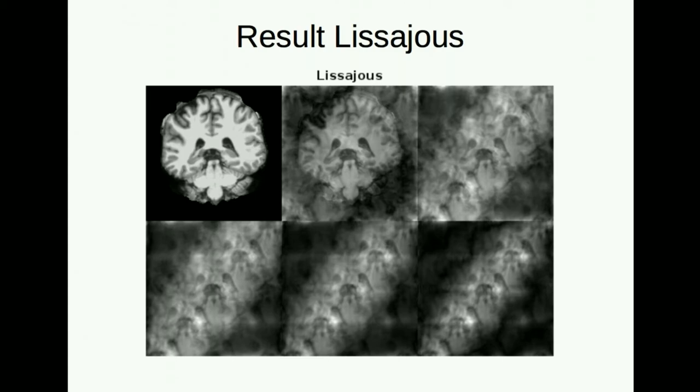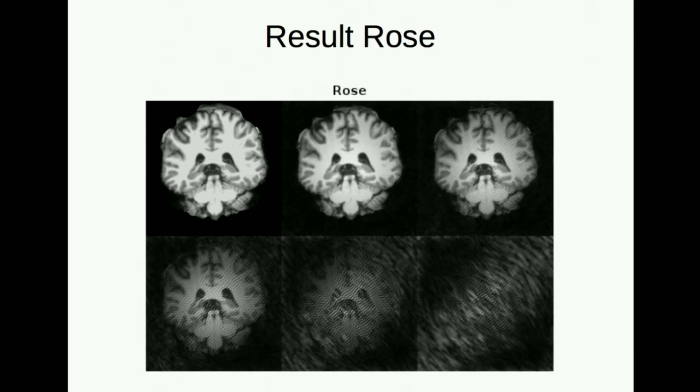The Lissajous trajectory results are shown here. The first iteration is already not very promising. The aliasing artifacts continue to build up with each iteration, and with the 5th iteration, the image is already unrecognizable. And here's the result of the rose trajectory. After the first 2 iterations, the results seem very problematic. The aliases coming in from the edges of the image cause a lot of distortion with each iteration.